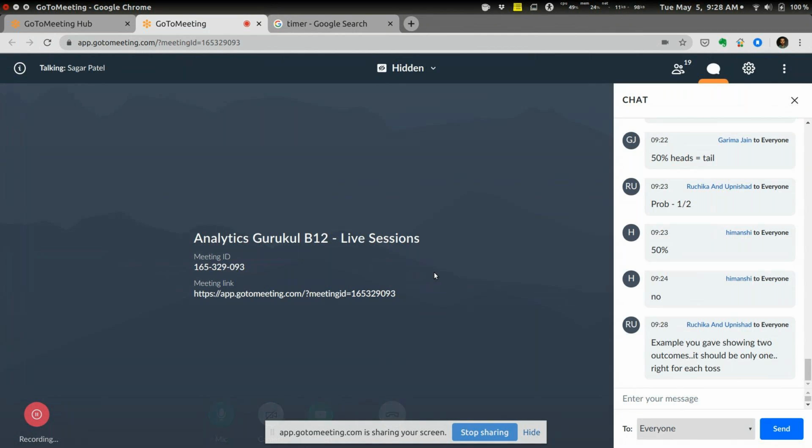Okay, so Ruchika and Upnisha say, the example you gave showing two outcomes, it should be only one right for each toss. One right for each toss. I'm not sure what you mean. One right for each toss. Yeah. So I think rightly you said that.